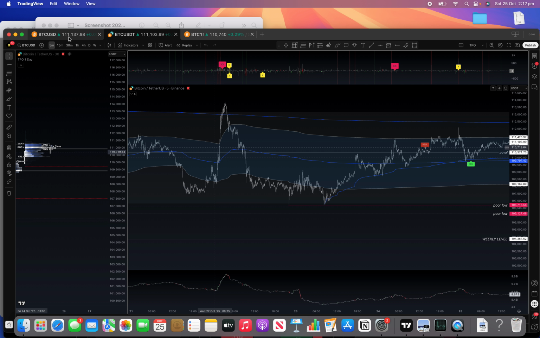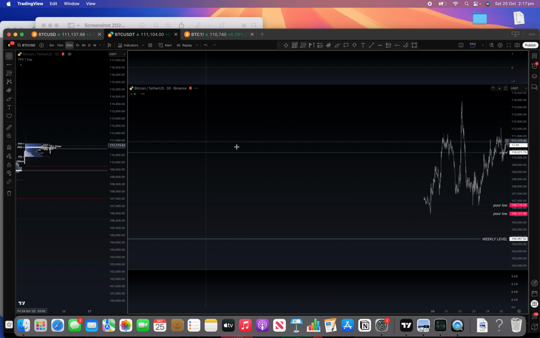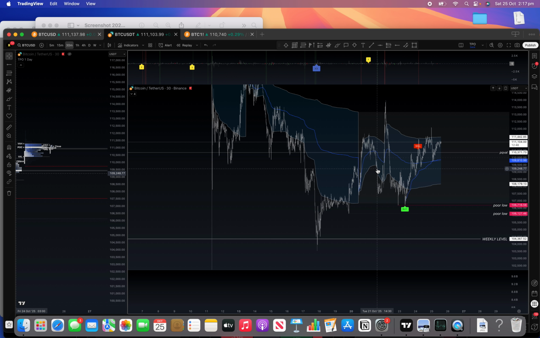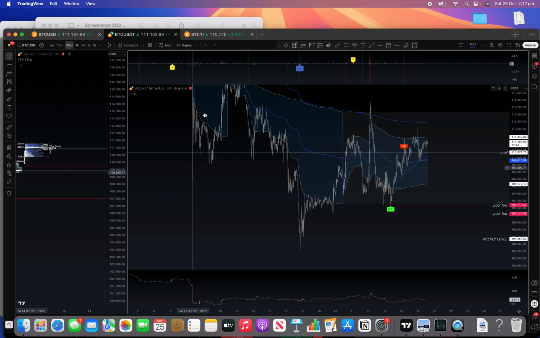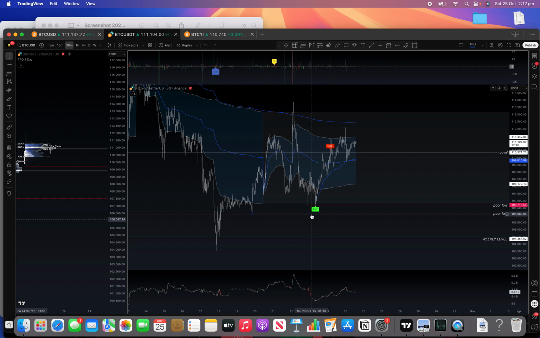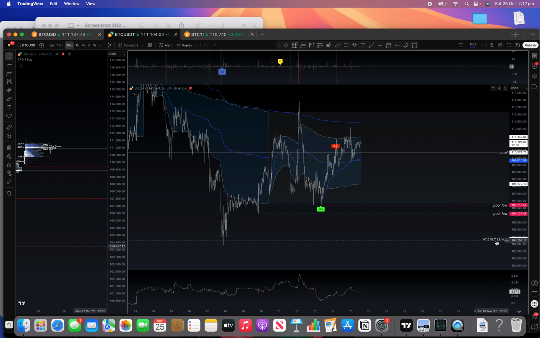So this is, well, I'll show you an example on the 30-minute. So that was a big liquidation event. Then it had that bounce and rolled back over. And I had this weekly level marked out on the chart, and as you can see, double X fired right into that level, and we've had a very nice reaction from there.